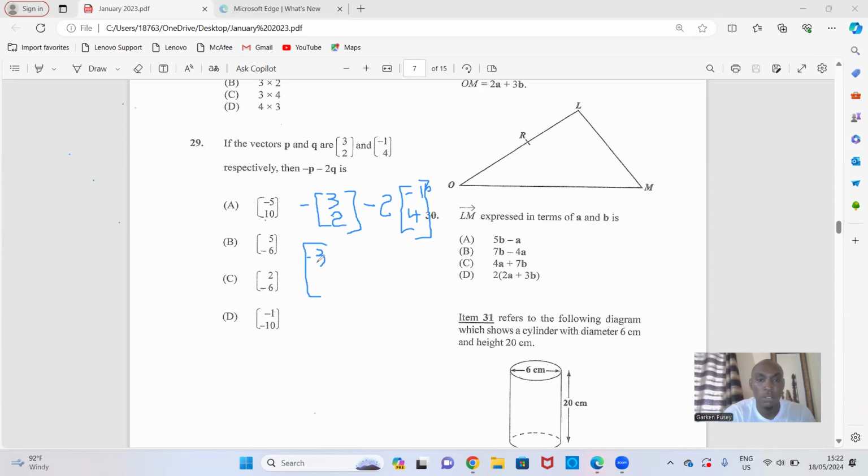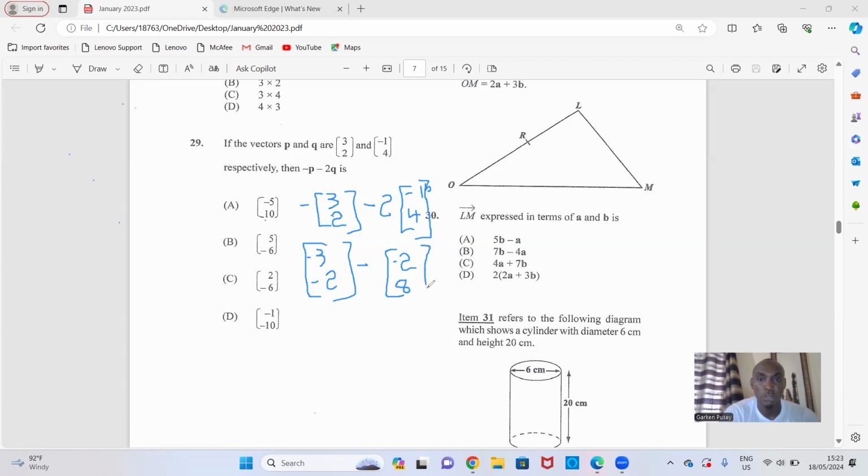And negative times 2 is negative 2. Right? Now, we can do this many ways. I'm going to put back this minus sign right here and multiply by the 2 only. I know you could multiply by the negative 2, but you have to change this to plus. But let's do it to keep it simple. So 2 times negative 1 is negative 2. Negative 2. And 2 times 4 is 8.